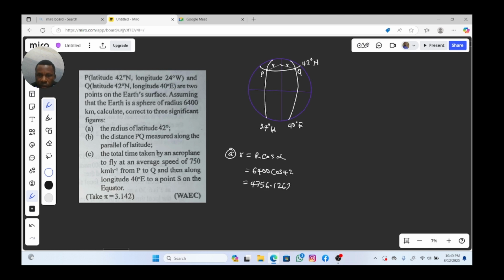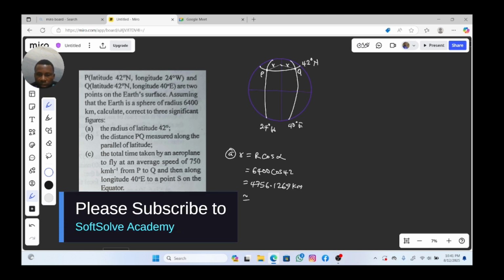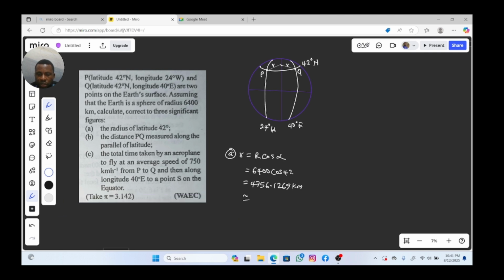4756.126869 kilometers. Okay, so approximately to 3 significant figures. This is the first significant, second, and the third. So since the thing falls in the whole number part, we'll round up and convert this 6 to 0. So it becomes 4760 kilometers. Then you write it out for them, 3 significant figures. The first question is done.